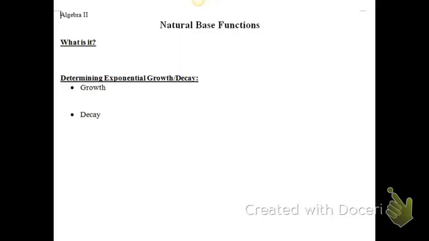In this lesson, we're going to talk about natural base functions, which are all based on a number discovered by Leonhard Euler, a mathematician in the 1700s, that all stems from the following relationship. There's this number where if you take 1 plus 1 over n to the power n, and you plug in large enough n values, so as n goes to infinity, this number converges or gets really close to one specific number, and it's about 2.718.